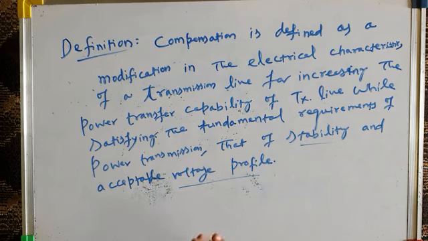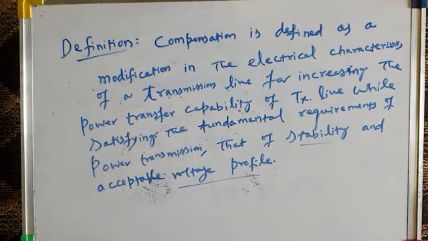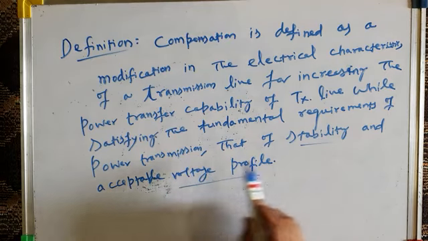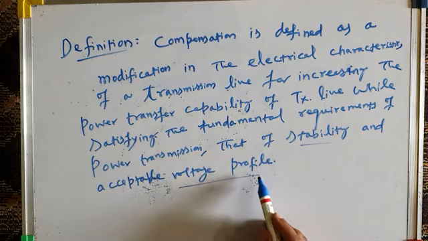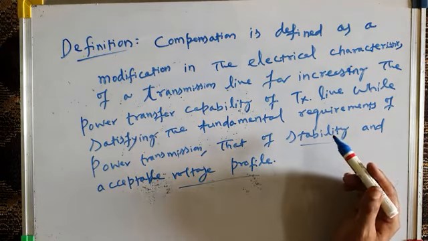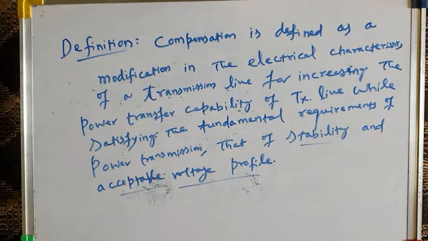A good level of compensation is that in which the power transfer capability of the existing transmission line improves while satisfying the main requirements of power transmission, that is stability and acceptable voltage profile. The transmission system becomes more stable, and also voltage profile is acceptable. There is not much drop in the voltage, rather the voltage profile improves. So this is the definition of compensation.